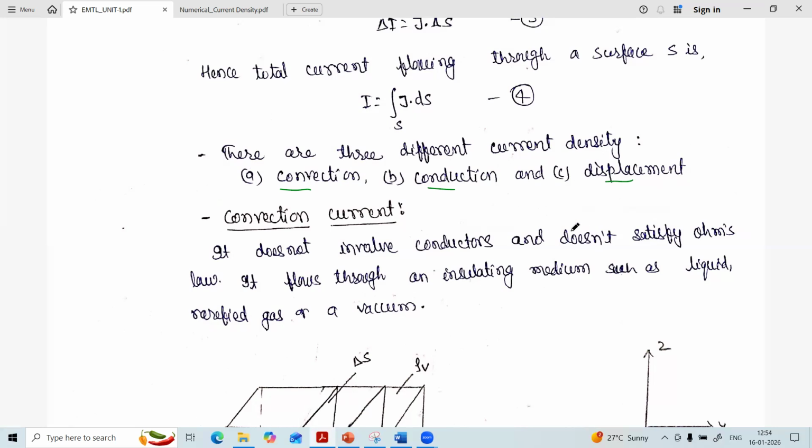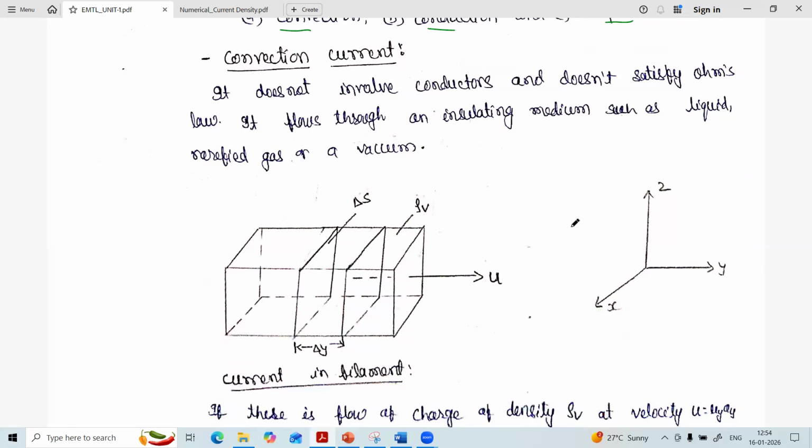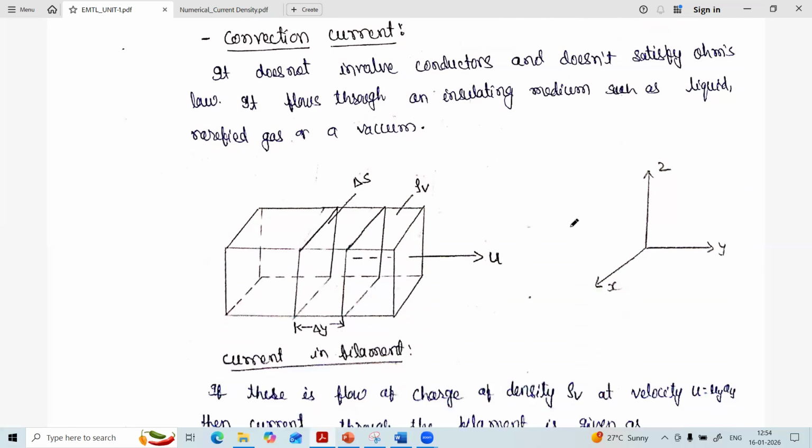So here first we are going to see what convection current is. Why is it called convection current? This convection current doesn't require conductors. That means it can pass through insulators, like water or rarefied gas, and we can also consider vacuum. And it doesn't satisfy Ohm's law.